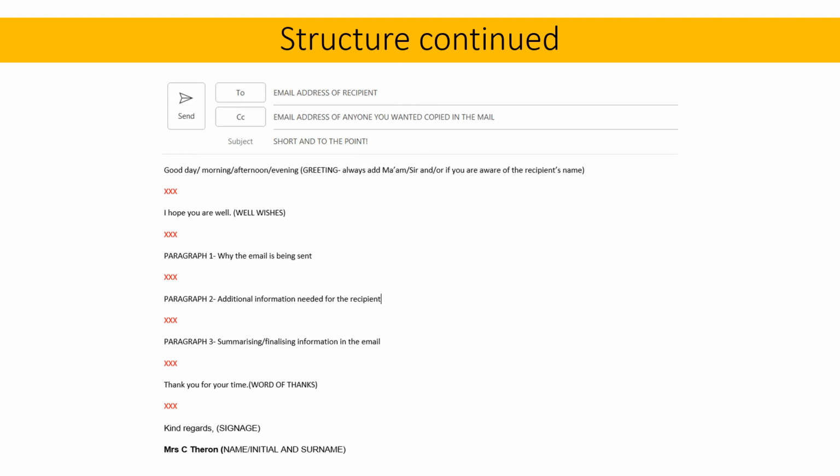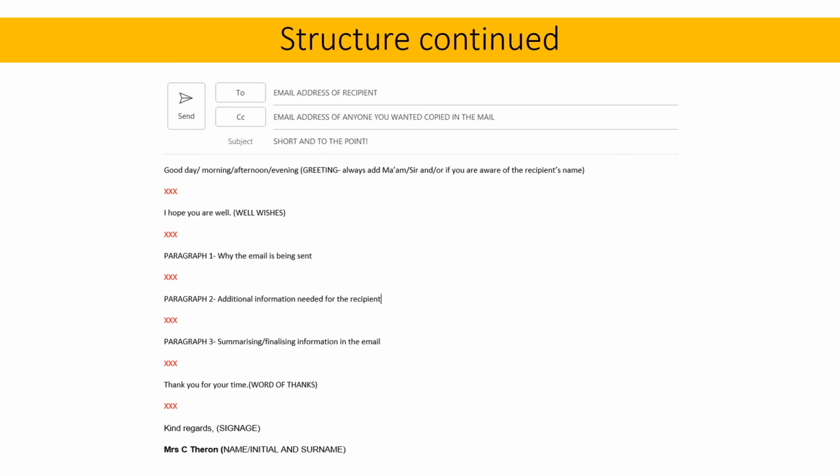Here is an example of the structure of an email. So we have To, the email address of the recipient. Remember, you need to have your @ sign in there, all of those different things. CC is the email address of anyone who you wanted to copy in the mail. And then our subject, short and to the point. Now we're going to start off with our opening line. You can say good day, good morning, good afternoon. You always have a greeting, and if you'd like to add in ma'am or sir, if you do know the gender, or you could even add in the recipient's name.